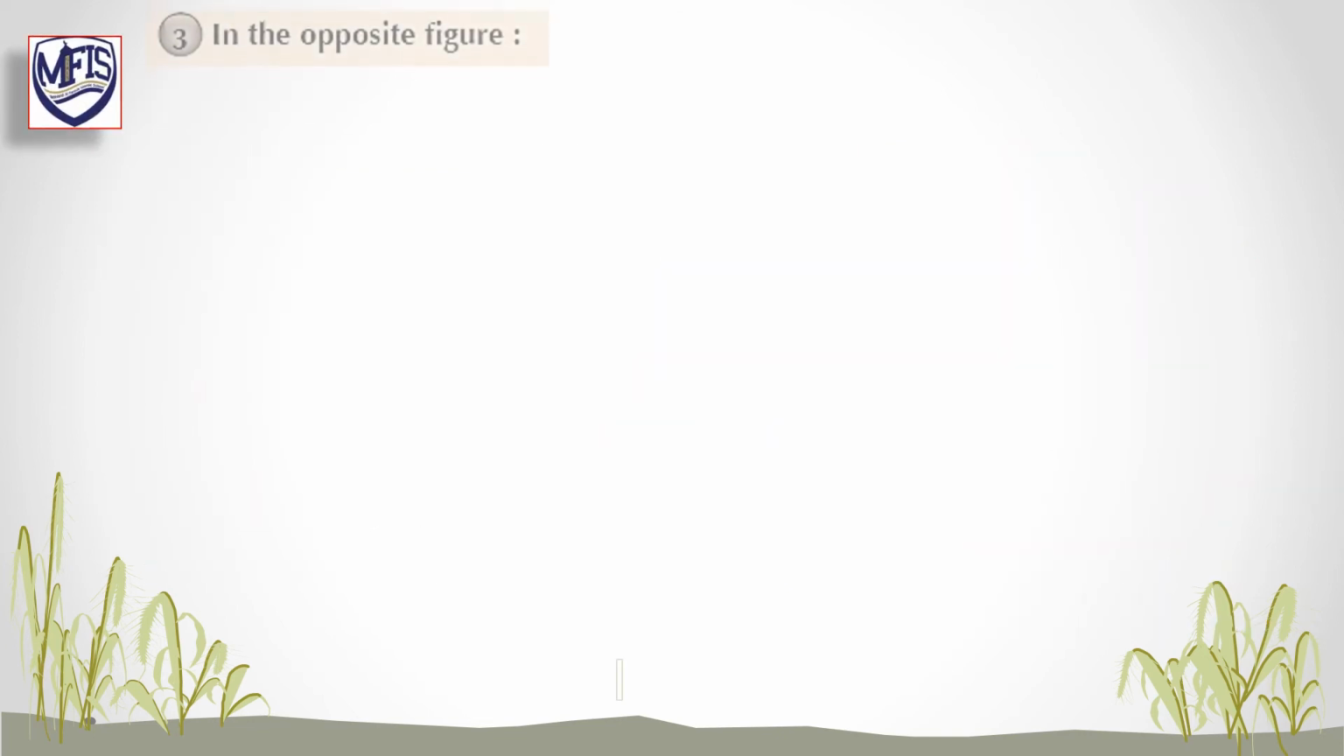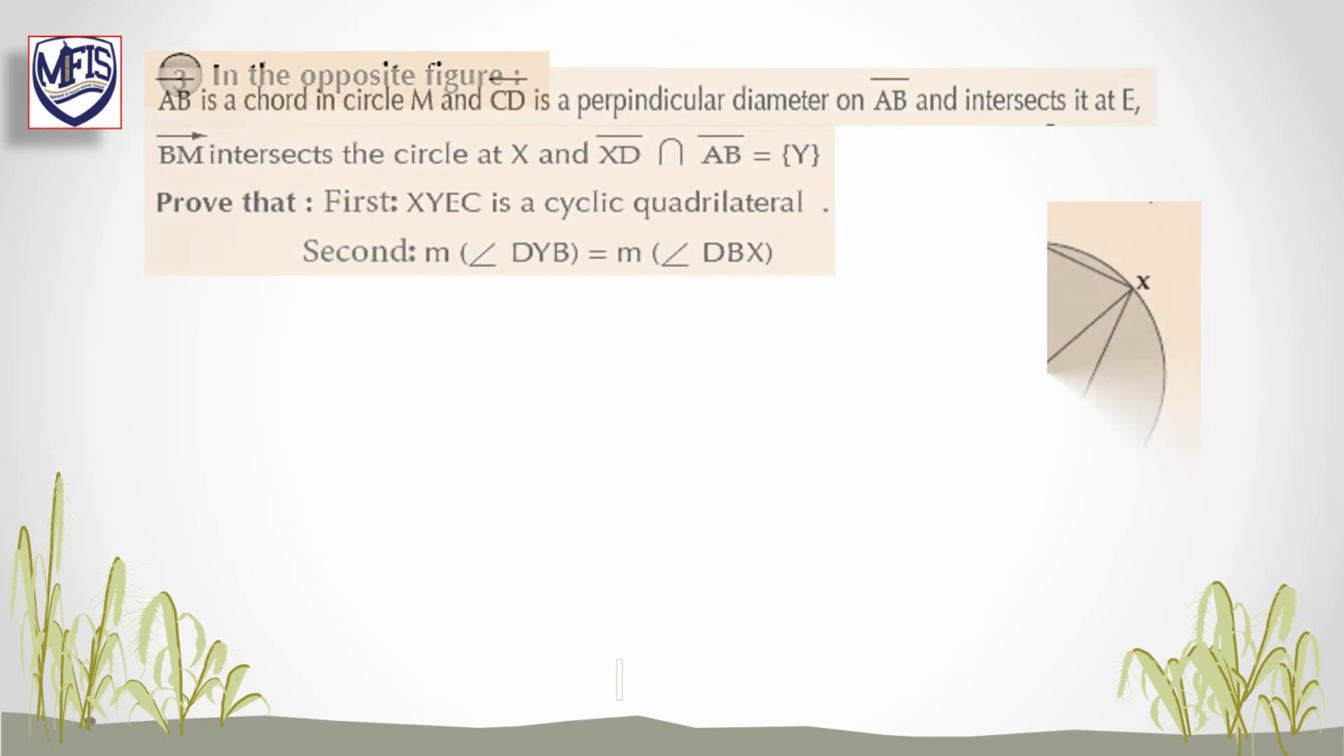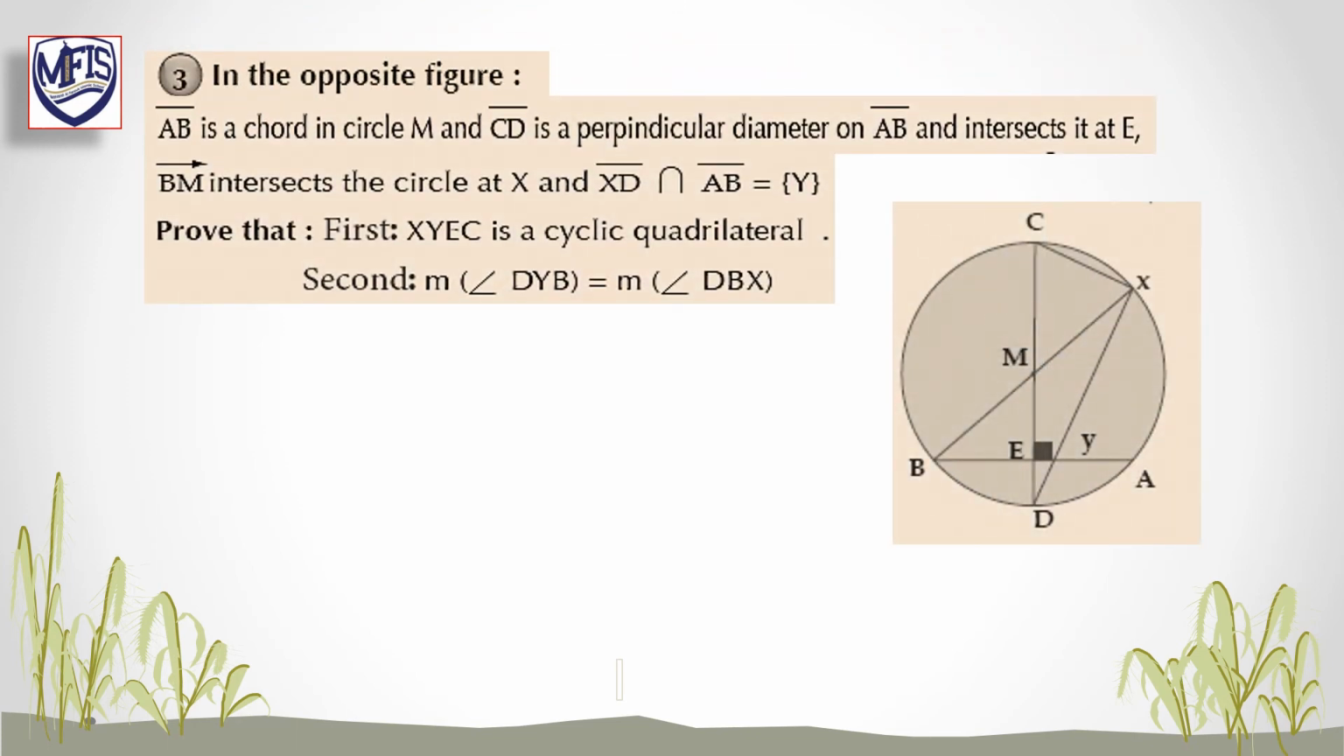Now the last problem. In the opposite figure, line segment AB is a chord in circle M and line segment CD is a perpendicular diameter on line segment AB and intersects it at point E. Ray BM intersects the circle at X, and line segment XD intersects line segment AB at point Y. Now, I want to prove that, first, XYEC is a cyclic quad.